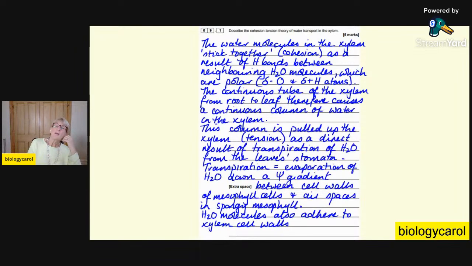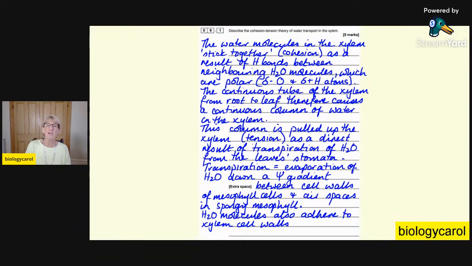So I talked about how the water molecules stick together as a result of hydrogen bonds, and that being cohesion. I went into the detail of because water molecules are polar, not quite knowing the extent of detail required. The continuous tube of the xylem from root to leaf therefore causes a continuous column of water. This phrase here I knew was going to be in the answer. It's a phrase that I always use when I talk about transpiration or movement of water up the xylem.